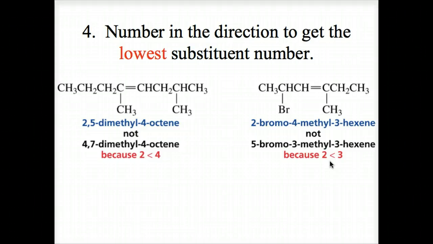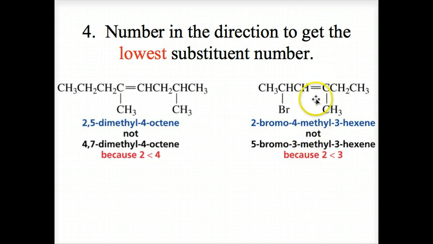Here's rule number 4. In the example on the left, if you number left to right, the substituents are at positions 4 and 7. But if you number from right to left, they are at positions 2 and 5, which is what we're going to do, because we're going to number in the direction to get the lowest substituent number. And again, here's another example on the right.